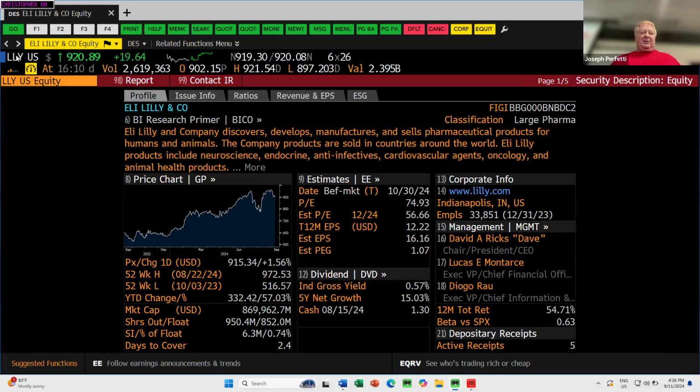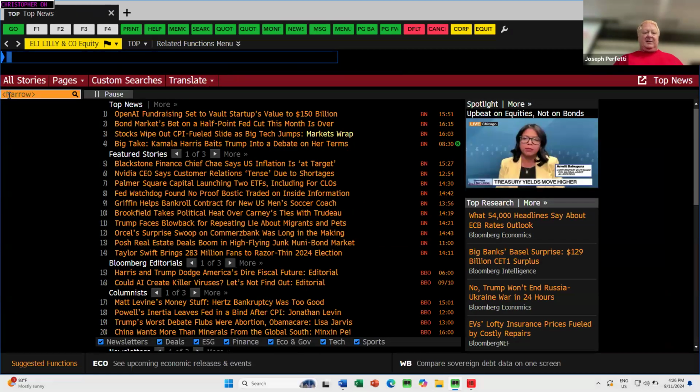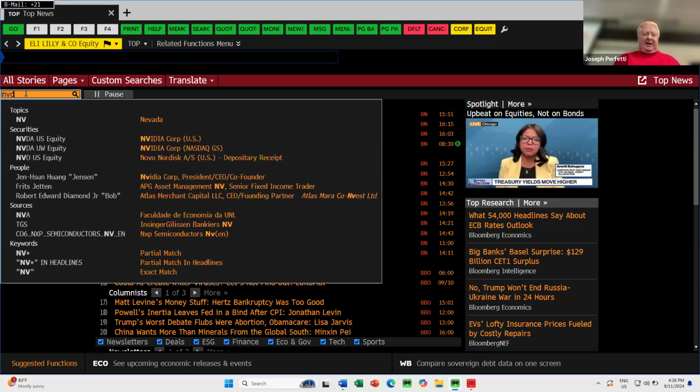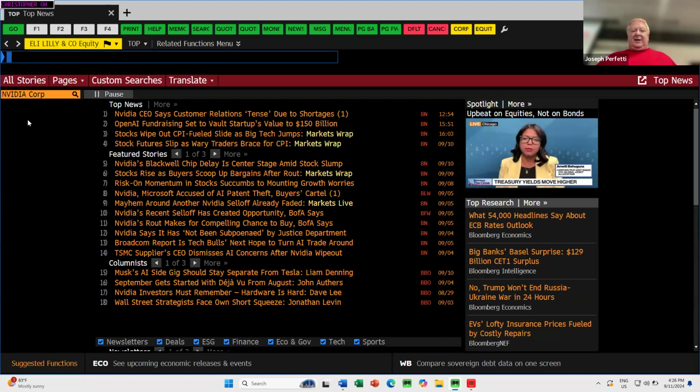So earlier today, top news, there's some headlines about NVIDIA. I don't know if they're still at the top of the headlines because the screen goes fast. But if you look at the news for NVIDIA today, 2 headlines. Headline number 1, NVIDIA CEO says customer relations tense due to shortages. Headline here, NVIDIA's Blackwell chip delay is center stage amid stock slump.